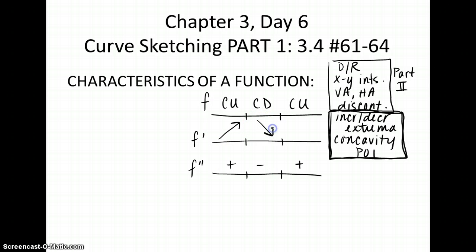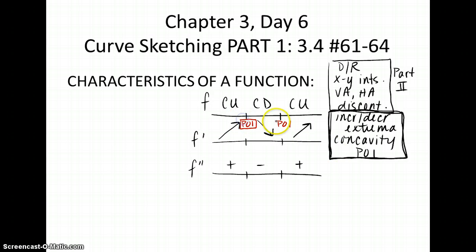So a negative rate of change would mean the function is decreasing, and then positive rate of change, again, function would be increasing. So it doesn't matter how we identify it, f prime, f double prime, or just f, we can still use the same characteristics to identify behavior of the derivative. So where does a function switch concavity? At a point of inflection. Where does a function change direction? At relative maxes and mins.